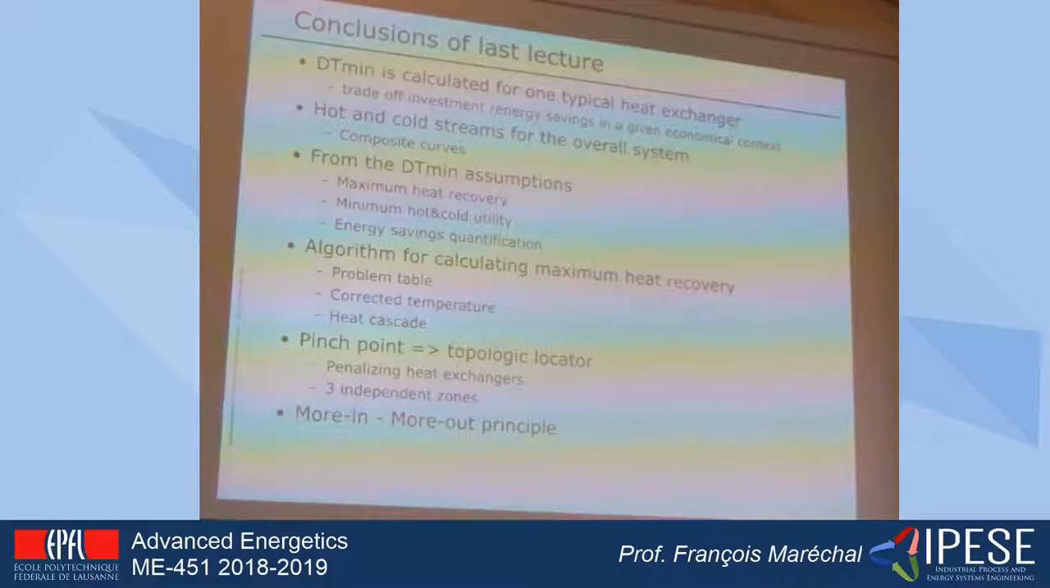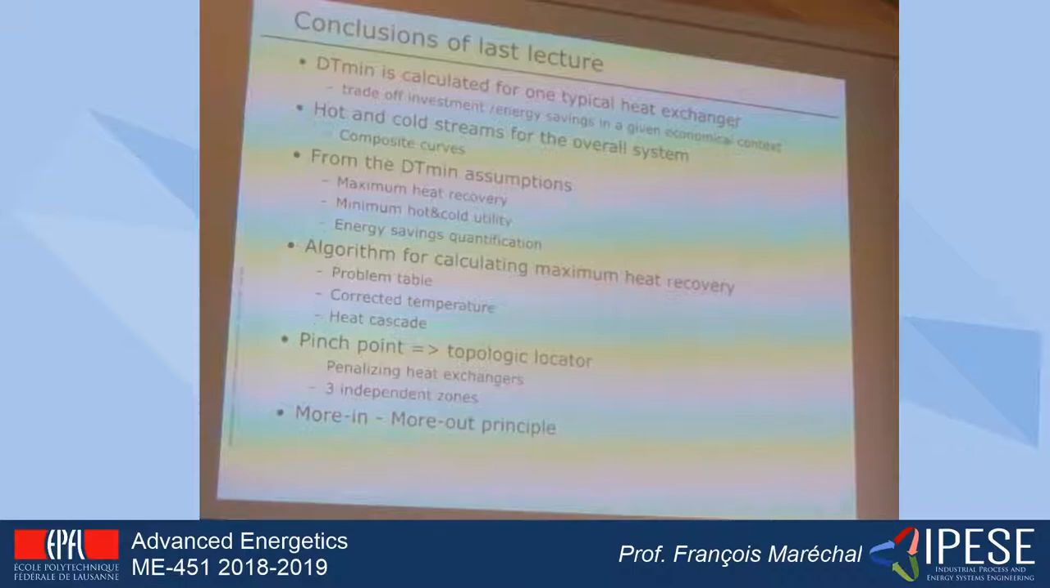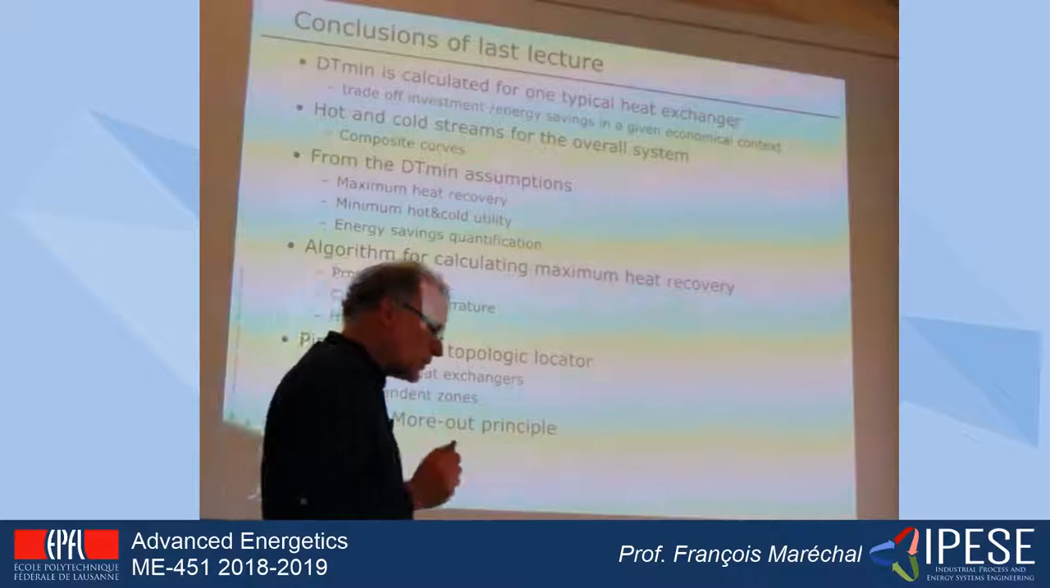And then as soon as we had this, we were going down, calculating the minimum energy requirement and the maximum heat recovery, the pinch point position. From the pinch point position, we were able to calculate what the key streams were, etc. So everything was based on the fact that we were using the right value for the delta T minimum. So now something we could perhaps ask ourselves is: are we sure that the delta T minimum that we selected based on one heat exchanger is the right one?